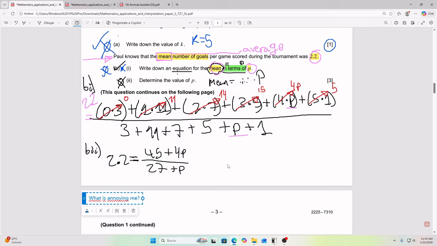And it's what is annoying me right now. Not that Riot can't balance their League of Legends champions. It's what is annoying you right now. So what's annoying you right now is that you have a fraction. And what is one way to try to get rid of fractions?